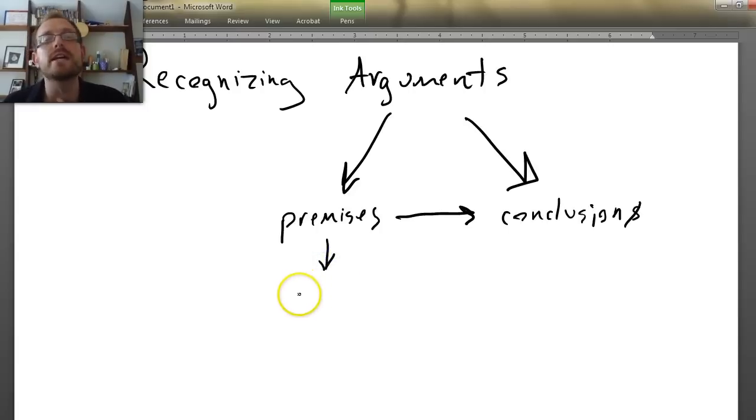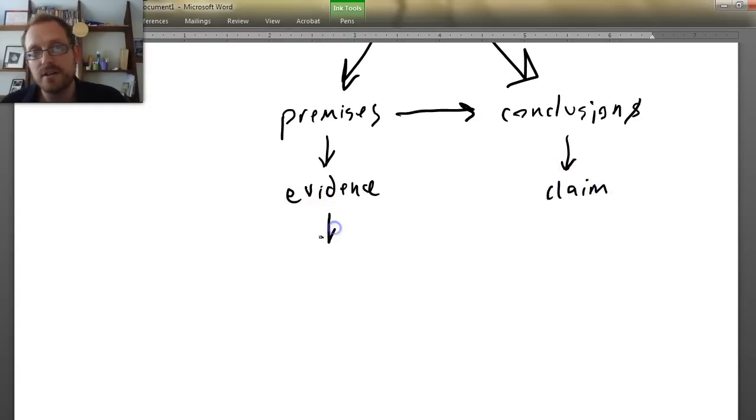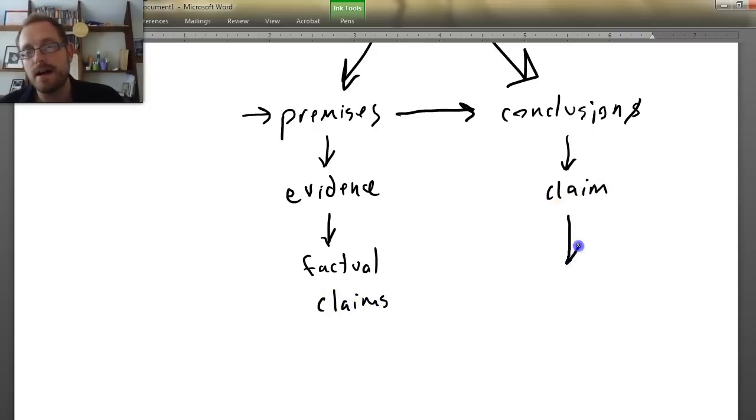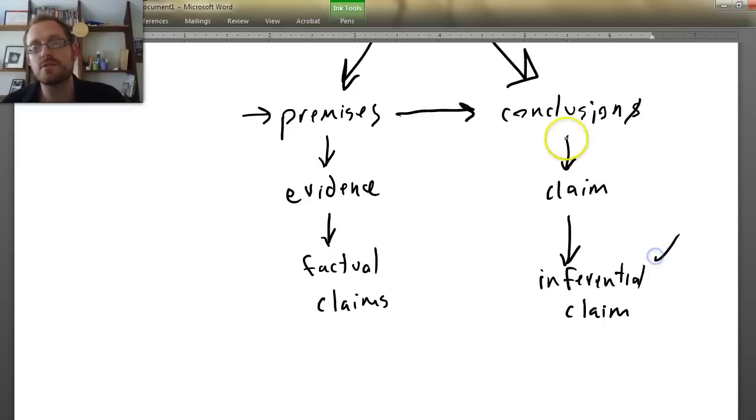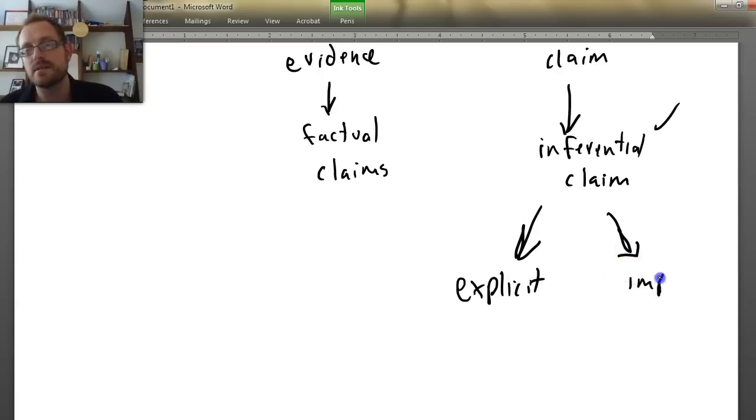Now, one thing to notice here is what is the premise? The premise is the evidence that one gives for the claim that they want you to accept as being true. The sort of statements that are given in a premise are what we call factual statements or factual claims. This is the term your book uses. Whereas a conclusion, by contrast, is an inferential claim, meaning that it's a claim that's derived as an inference from the premises. In terms of inferential claims, you can have both explicit as well as implicit inferential claims.